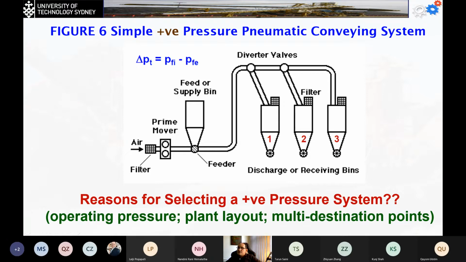So this will be an operating pressure. We're going to have the plant layout for the multi-destination points outlet as point number 1, 2, and 3. Usually, the total pressure is going to be the pressure at the input minus the pressure at the exit.